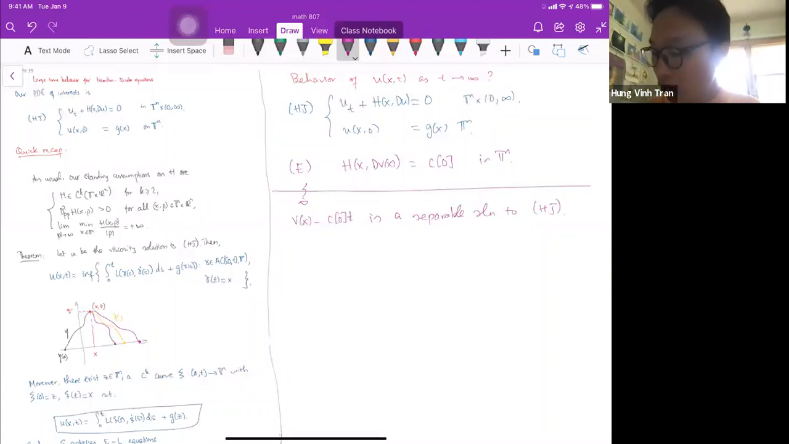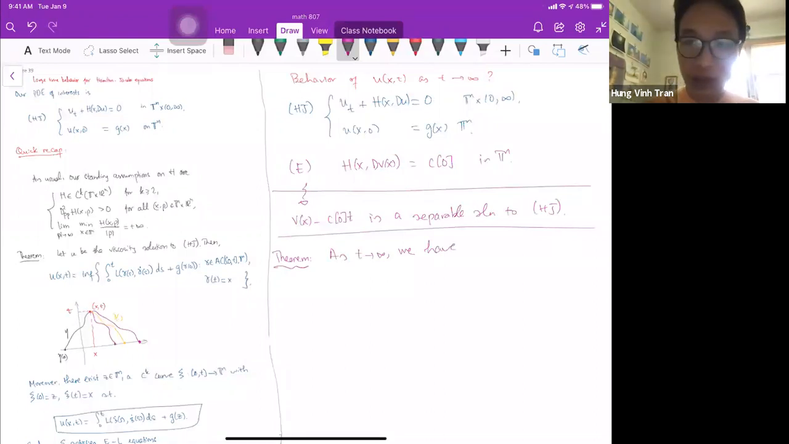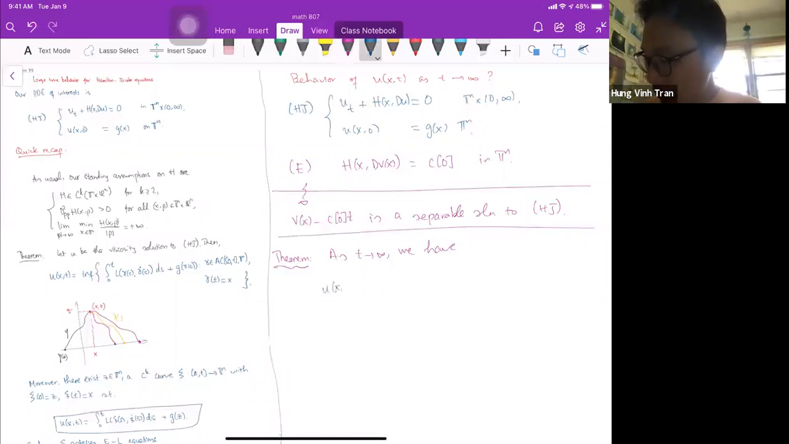So the theorem we're going to prove today, I'm going to write it right over here: as t goes to infinity, again under the usual setting, everything is nice, it's periodic, uniformly convex, stuff like that, we have the convergence result that u(x,t) plus c naught t is going to converge uniformly to v in the torus T^n, where v is a solution to the ergodic problem. Okay, so that's the theorem we're going to prove today.